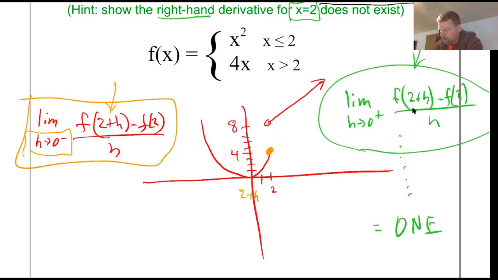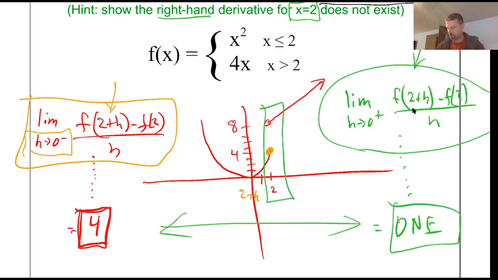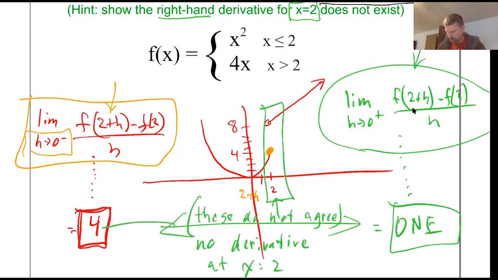I'll go ahead and leave you guys to try this one. It's a good practice. If you had done it, I would have found that this is equal to 4. But it doesn't matter if it's equal to 4, because remember we said the limit only exists if the limit from the left and the limit from the right agree. From the left, I've got a limit of 4. From the right, I've got a limit that does not exist. Those don't agree. Those aren't the same thing. So the limit as a whole does not exist. There is no derivative at x equals 2 because these do not agree. That one and that one.